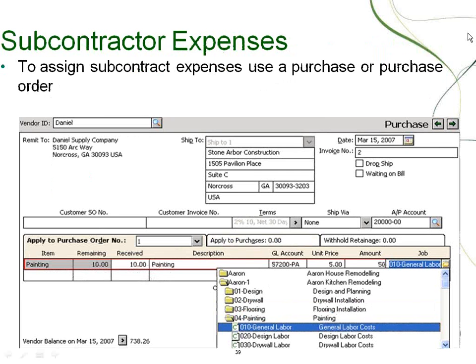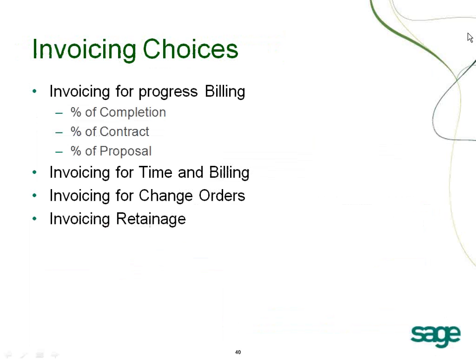The same is true for your subcontractor expenses. If you have vendors that you pay for either services or goods, when you're recording the vendor invoice or, again, the purchase order, you can associate those expenses from a drop-down list to a job, to a phase code, or to a cost code, or any combination of the three.